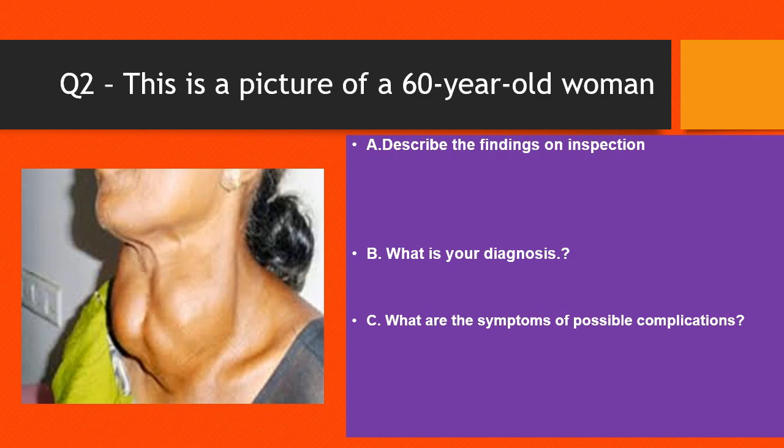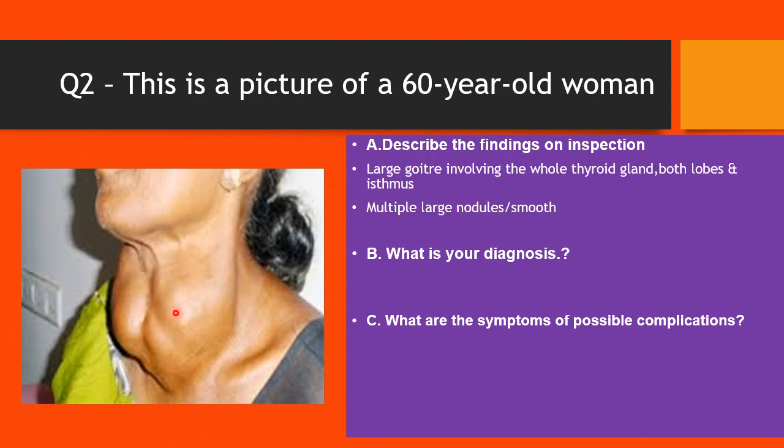Okay, question number 2. This picture on the left here shows a 60-year-old woman. Okay, picture of the neck. Describe the findings on inspection. The answer, there's a large goiter involving the whole of the thyroid gland, both the right and left lobes, and the isthmus. It is multinodular and large, and the surface seems to be smooth. What is your diagnosis? Large multinodular goiter.